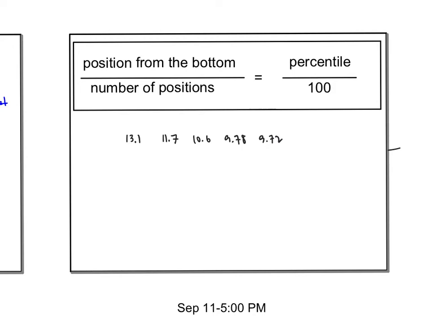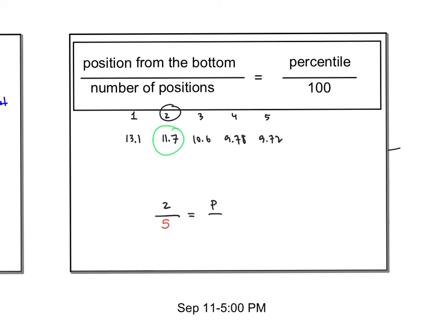So we have 5 positions, 5 number positions. And if we want to know the percentile for, say, this person, we take their position. Position is determined this way: 1, 2, 3, 4, and 5, where the slowest time is the first position and the fastest time is the last position. So we take their position, which is 2, we divide it by 5, and we determine its percentile.